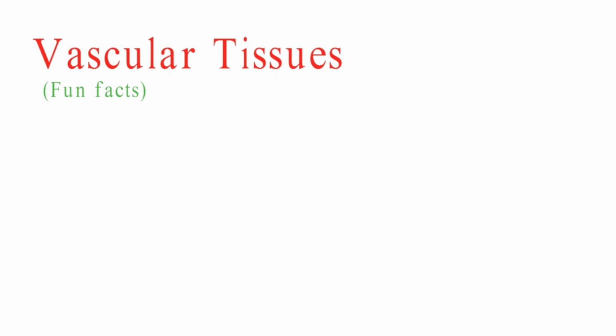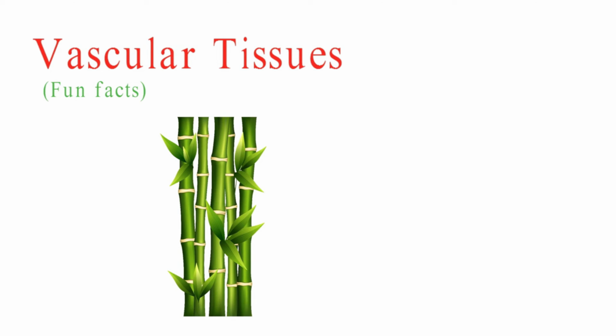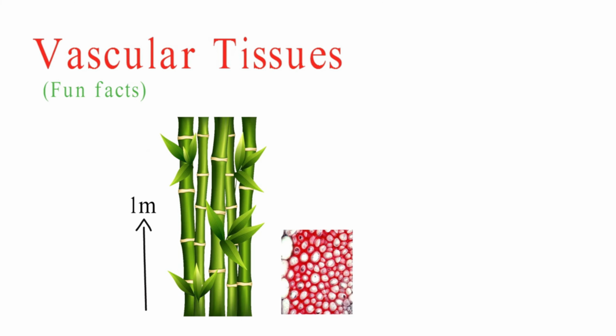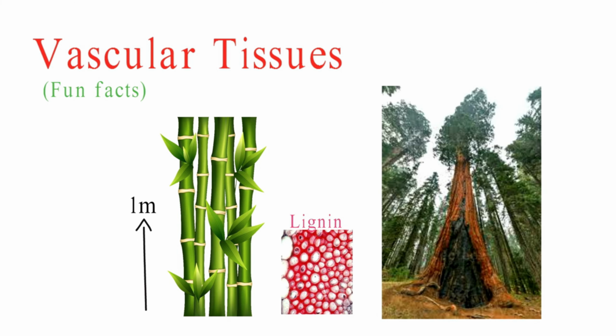In some plants, like bamboo, the vascular bundles are particularly large and efficient. Bamboo can transport water and nutrients at an astonishing rate, which helps it grow rapidly, sometimes up to 1 meter per day. Xylem cells have thick walls reinforced with lignin, making them strong and rigid. In some trees, like the giant sequoia, the xylem can be so sturdy that it provides natural resistance against rot and decay, allowing these trees to live for thousands of years.